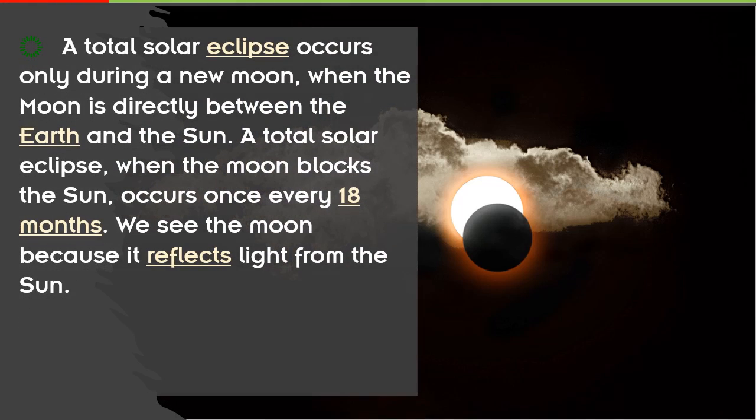A total solar eclipse occurs only during a new moon, when the moon is directly between the Earth and the sun. A total solar eclipse, when the moon blocks the sun, occurs once every 18 months. We see the moon because it reflects light from the sun.